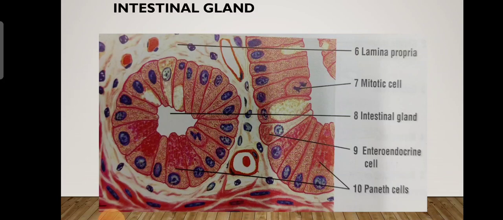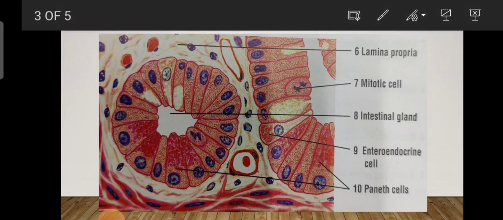This is the intestinal gland which is found in your lamina propria in every slide of small intestine, that is in transverse section of duodenum, jejunum or ileum you will find these intestinal glands. These glands are composed of the enteroendocrine cells, which are responsible for secretion of various hormones from the small intestine. Then Paneth cells, which are acidophilic in nature, and they are responsible for the secretion of lysozymes. Then mitotic cells or stem cells, responsible for the formation of new cells.